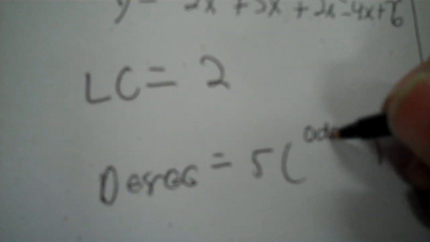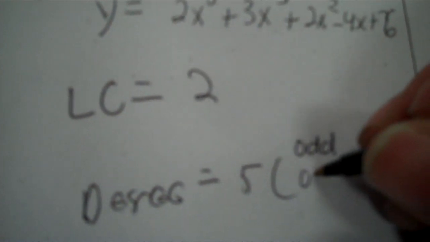Okay, now the leading coefficient's 2. It's positive, so the graph goes to positive infinity this way. Now the degree is 5, and that's odd. So we need to switch that on the other side to negative infinity. I have to have opposite end behaviors.